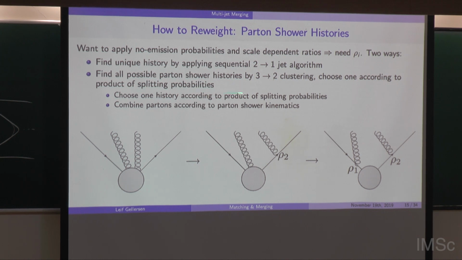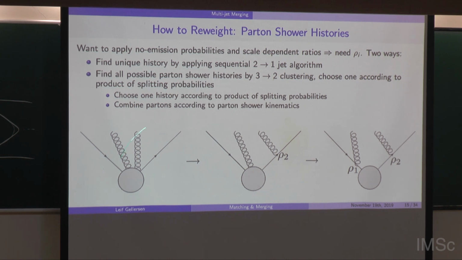And you also need to reconstruct all the possible histories that a parton shower could have chosen, and then choose one according to the splitting probability in the parton shower. You also need to involve the kinematics. But in the end, you will have a procedure that corresponds directly to what the parton shower would have done. So it fits this picture of what my parton shower would have done to render this exclusive precisely.